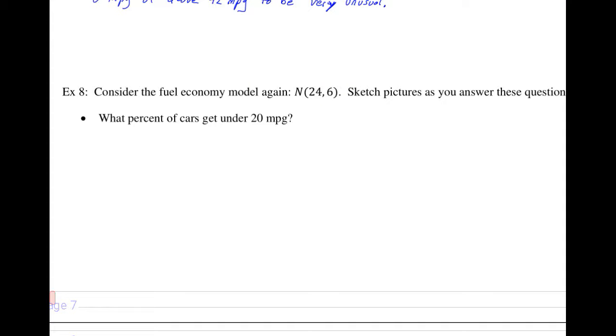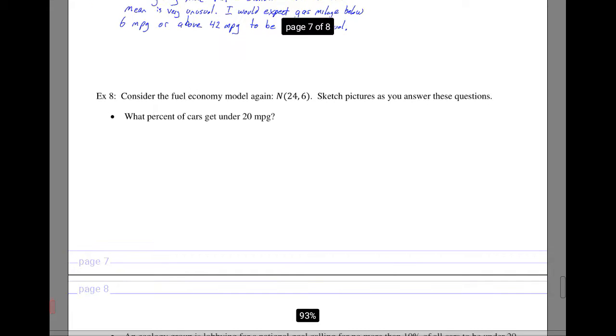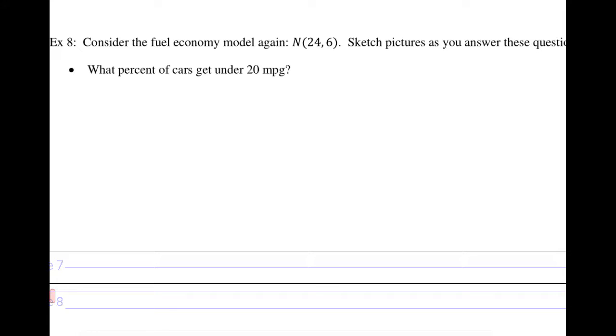Chapter 5, Example 8. Consider the fuel economy model again, in 24-6. Sketch pictures as you answer these questions. What percent of cars get under 20 miles per gallon? It told us to sketch it. We always should sketch it first anyway, so let's go ahead and do that.